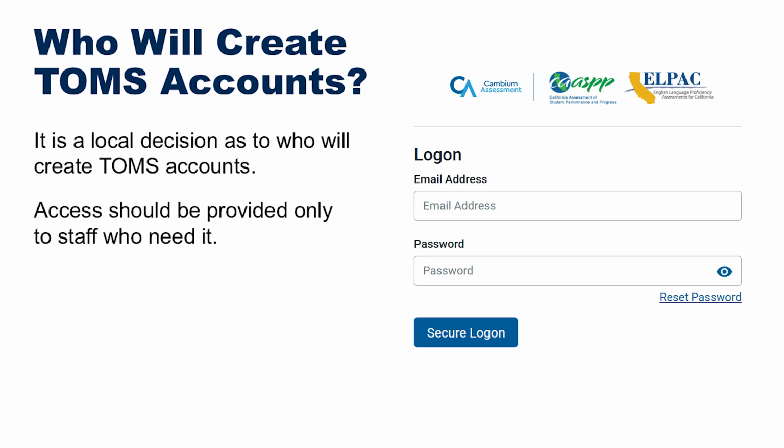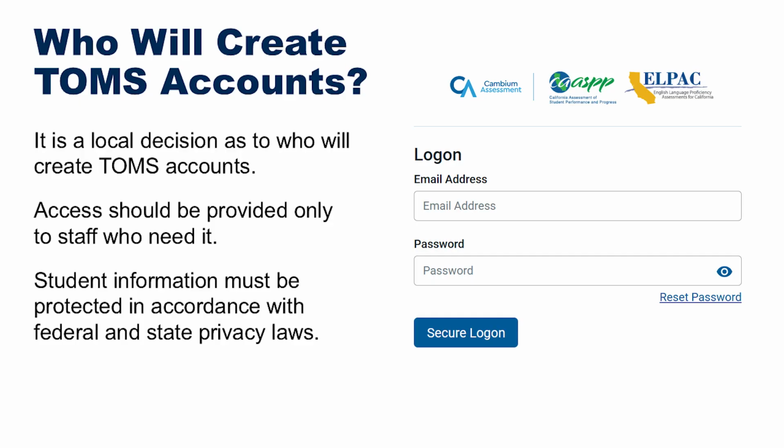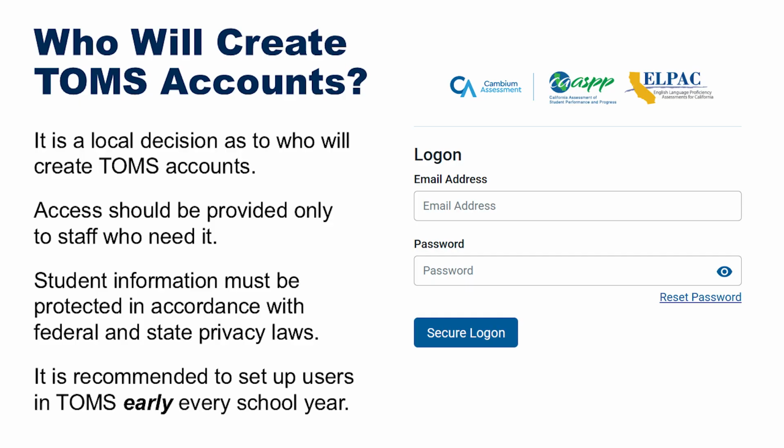CERS provides access to student information, which must be protected in accordance with federal and state privacy laws, including FERPA, the Family Educational Rights and Privacy Act. It is also recommended to set up user roles in TOMS early every school year, so staff can access summative assessment results from the previous year, or data from interim assessments administered early in the year.